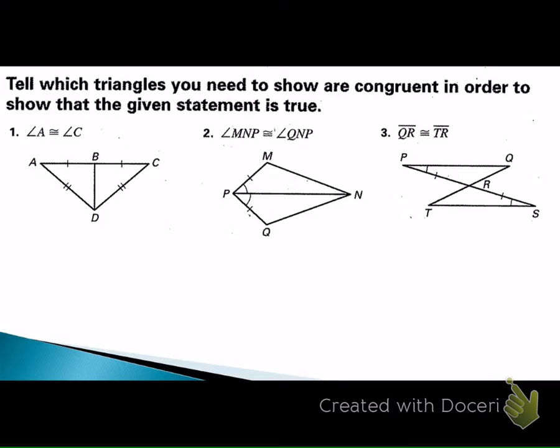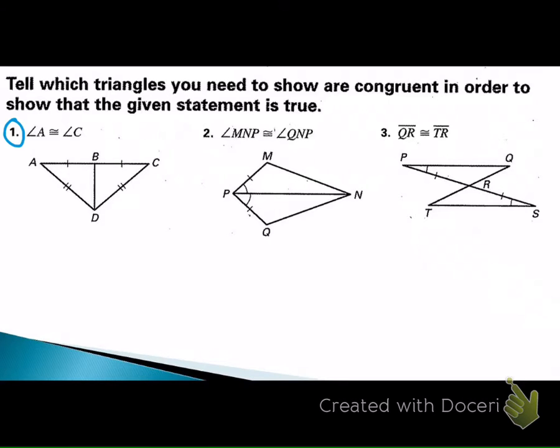So you can go ahead and draw these. This says, tell which triangles you need to show are congruent in order to show that the given statements are congruent. So why don't you go ahead and draw number 1? There are like 3 different types of questions today, 3 examples of each. So let's just put the first one of each type in your notes. That way you have each type once.